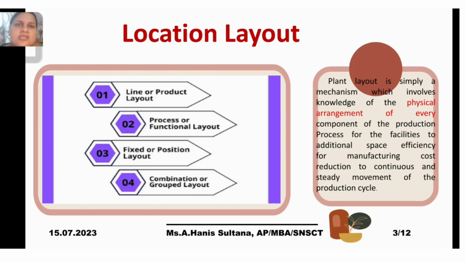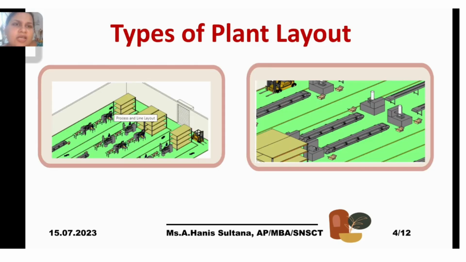So for all this production process to function smoothly, the layout for the production process is the most important thing. In order to study this, we have different types of plant layout. If you look into this picture, as we initially pointed out, that is the line or product layout, showing how the line of processes, the line of production, takes place.